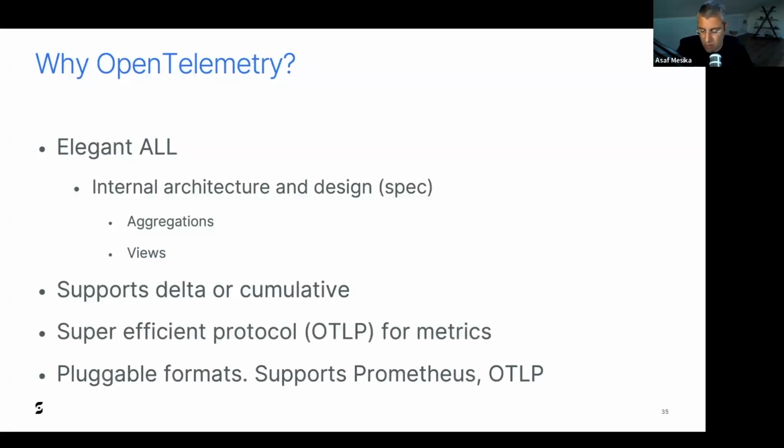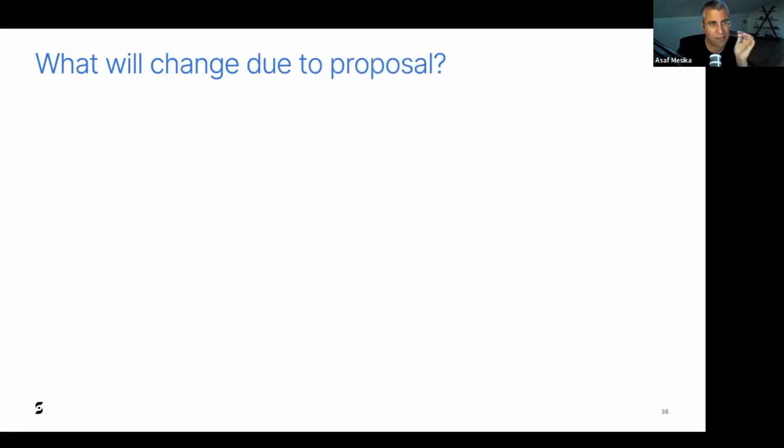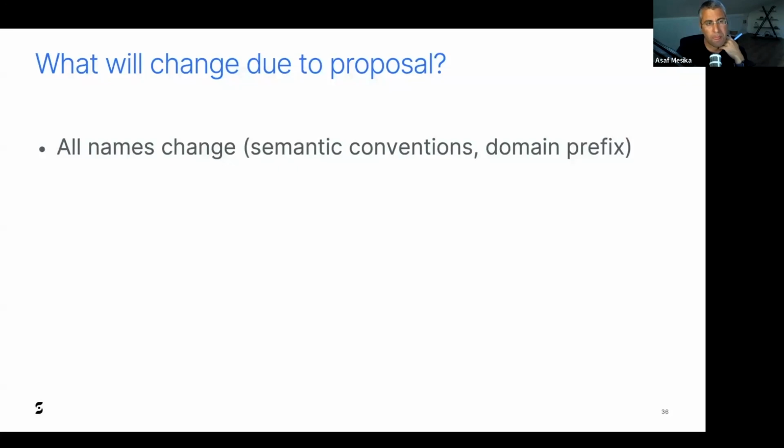So now that we know why we want to choose OpenTelemetry as the consolidated library, let's tie it all together. Let's understand what's actually going to change due to the proposal. First, all the names are going to change. Why? Because OpenTelemetry has something called semantic conventions, an agreed upon way to name attributes and even metric names. Also, we're going to take that opportunity to have a proper domain prefix for any domain. Otherwise, we can't really use filtering.